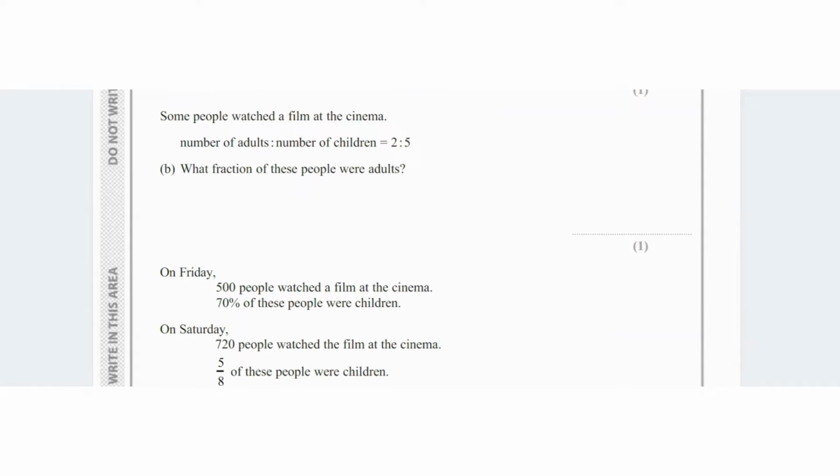Some people watched a film at the cinema. The number of adults is to the number of children as 2:5. What fraction of these people were adults? We know that the 2 represents adults in this ratio. So we're going to write 2 in the numerator. The denominator will be the sum of 2 and 5, because 2 is out of the sum of 2 and 5. So that's going to be 2 over 7.